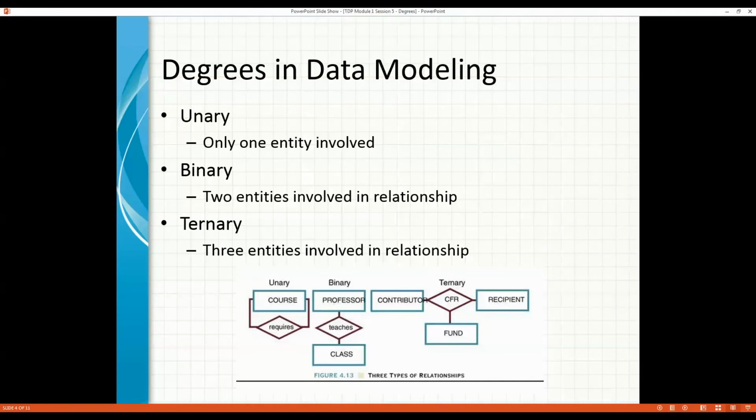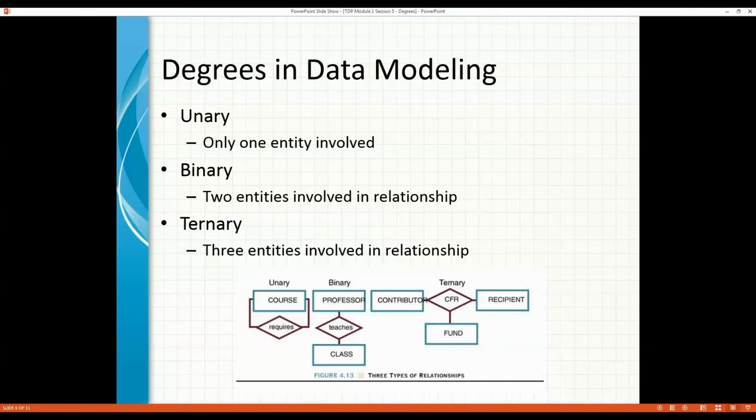Next, we have a binary one showing professor, teaches, and class. We see 2 separate entities because professor does not mean class, and then we see class also shown. So here we have 2 separate entities participating in the relationship.